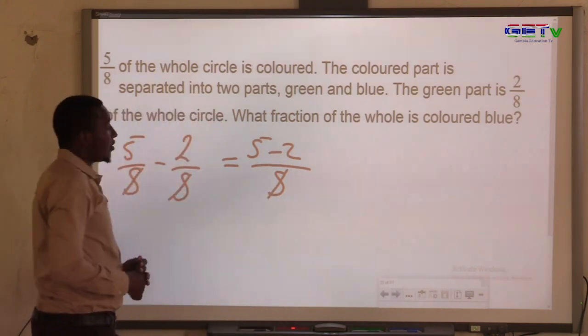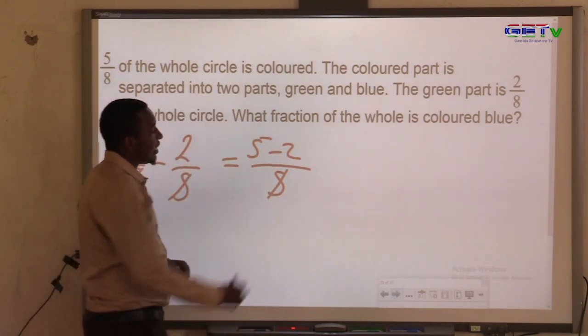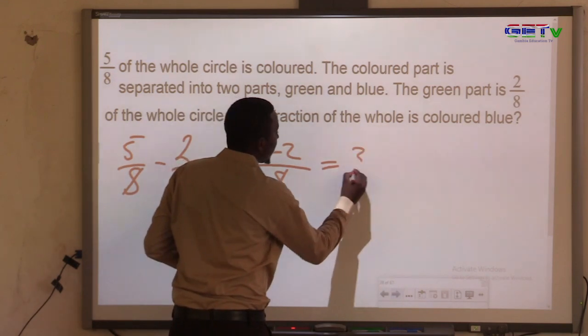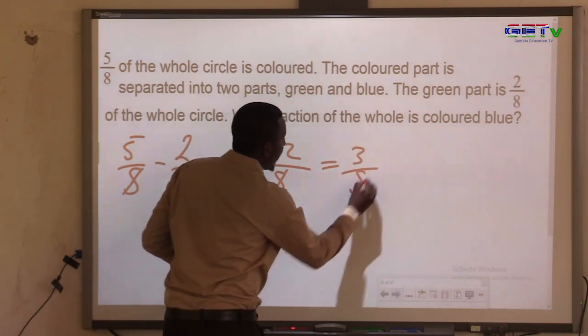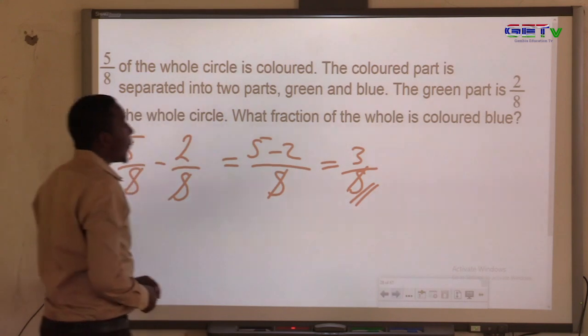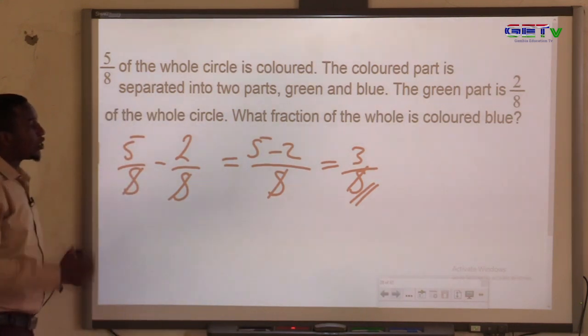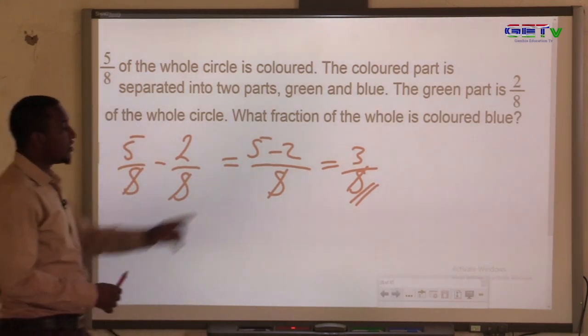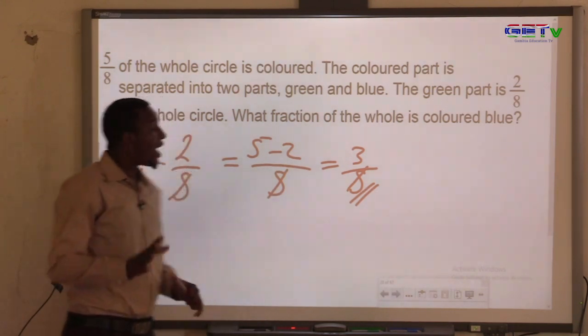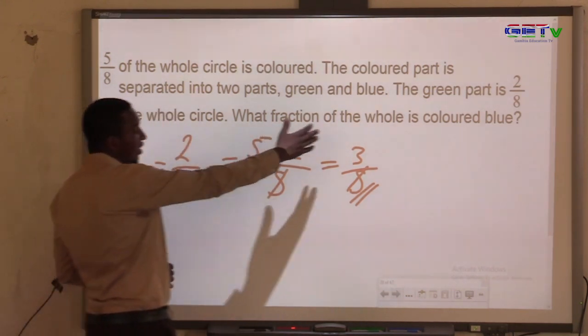That will simply give us 5 minus 2 is equal to 3 all over 8. So simply, the part that is colored blue is 3/8. The part that is colored blue is 3/8.